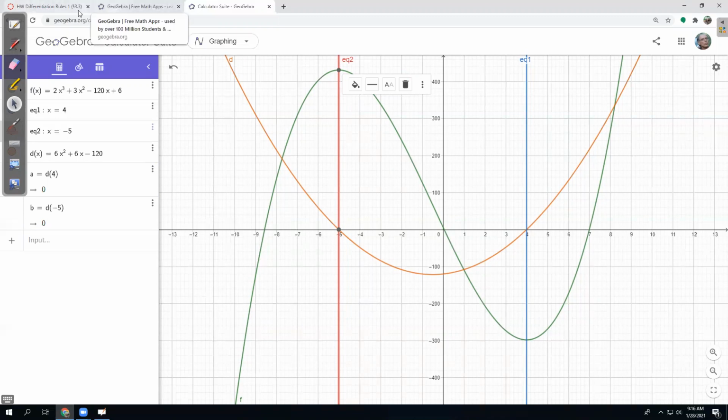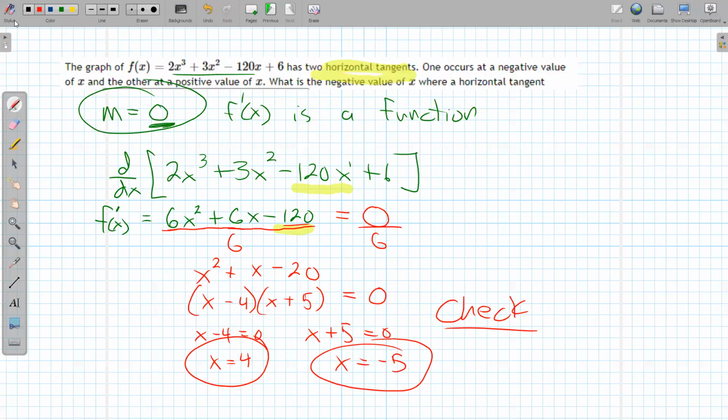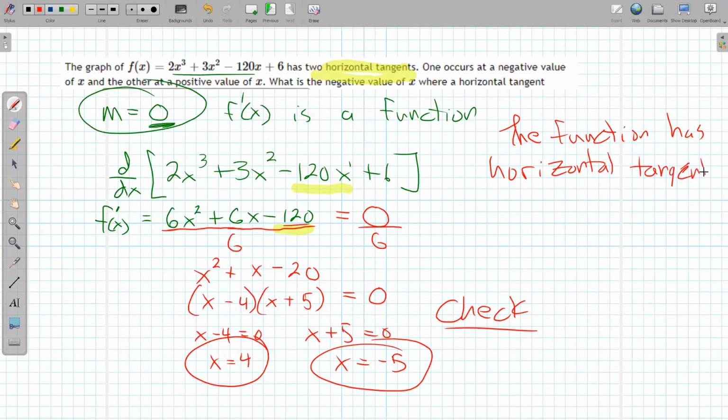Questions on this one? So we found the function has horizontal tangents at x equals 4 and negative 5.